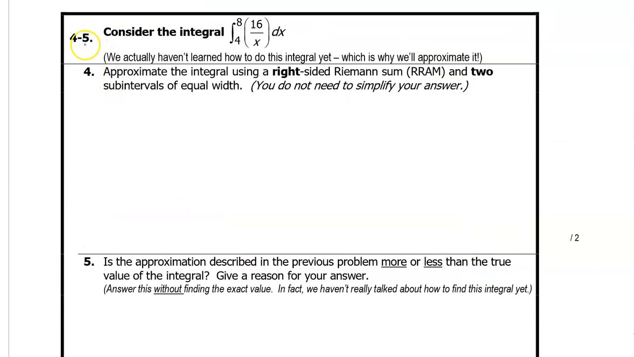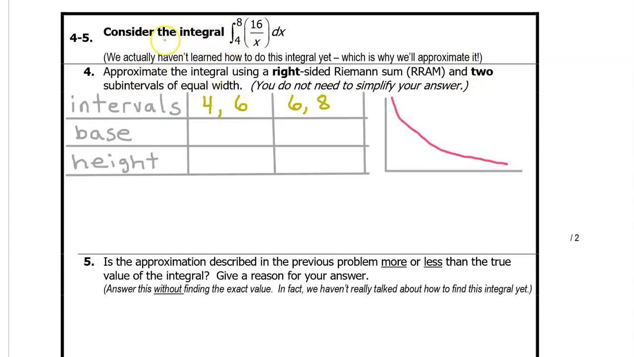For number 4 and 5, we will consider the integral from 4 to 8 of 16 over x dx. Number 4, approximate the integral using a right-sided Riemann sum, or RRAM, and 2 subintervals of equal width. First of all, the integral covers the interval from 4 to 8. So if we divide that into 2 subintervals of equal width, that would be from 4 to 6 and then from 6 to 8.